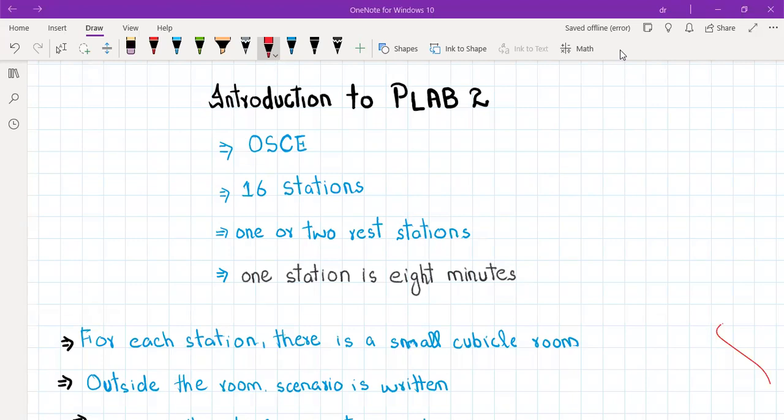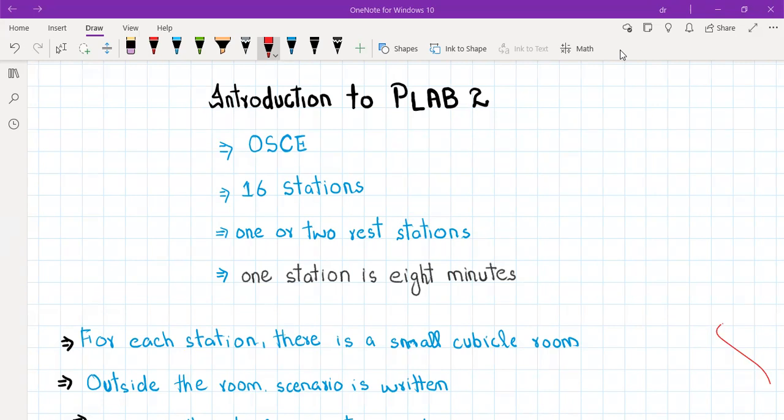Okay, so there are basically 16 stations on which you are asked to perform a task, and there are one or two rest stations. So basically there are 18 stations, and out of them, on 16 you will be doing something. Okay, one station is 8 minutes long, and for each station there is a small cubicle room. So when the exam starts, you will be standing in front of a small cubicle room.